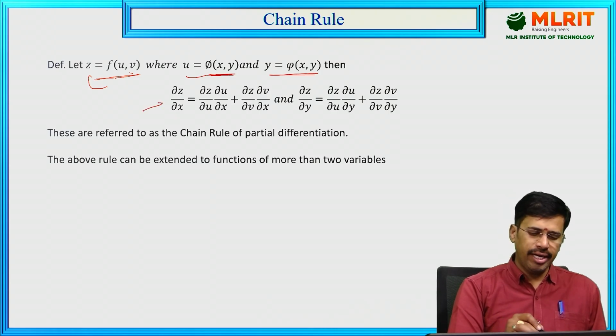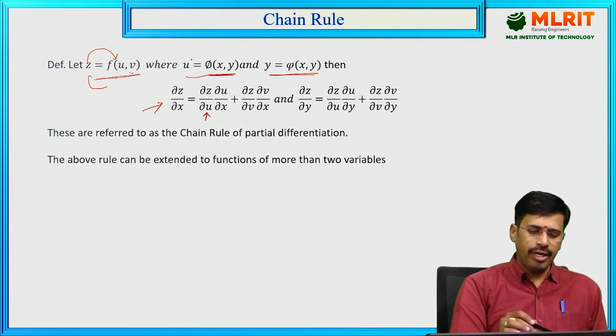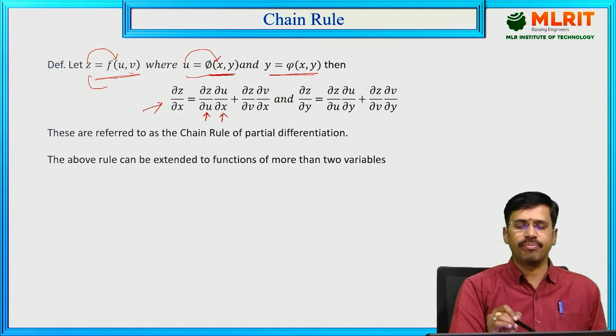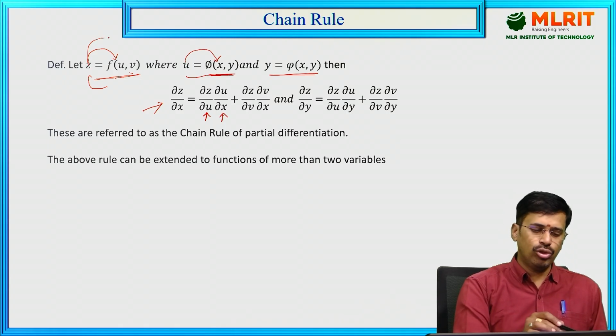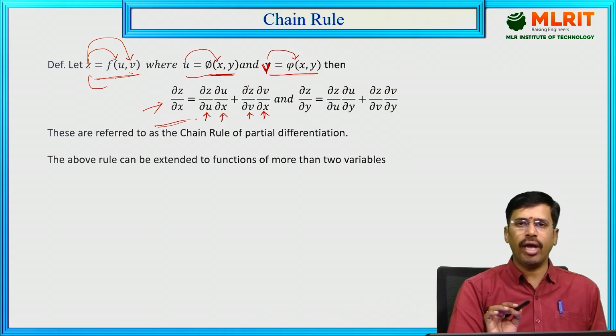So dou z by dou x can be written as, since z is a function of u, first let us write dou z by dou u, right? But u is also a function of x, so into dou u by dou x, plus z is also a function of v, so I can write dou z by dou v. But v is also a function of x, so I can write dou v by dou x. These are all completely with respect to x.